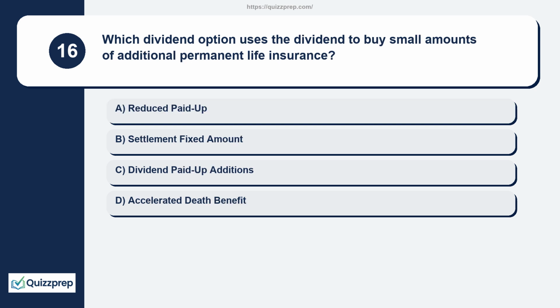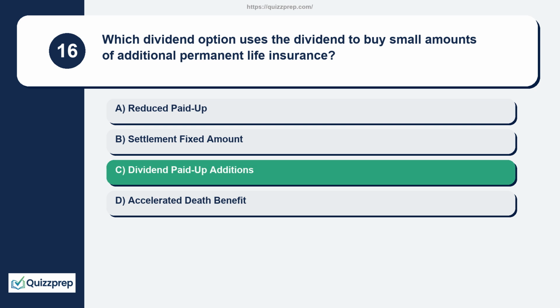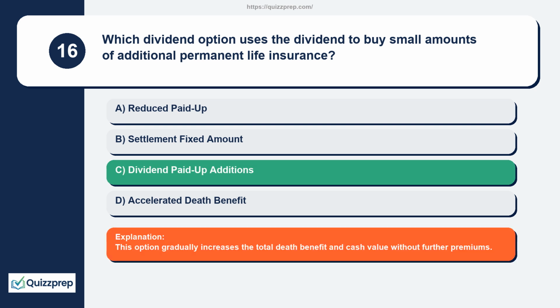Question 16. Which dividend option uses the dividend to buy small amounts of additional permanent life insurance? Reduced paid up, settlement fixed amount, dividend paid up additions, accelerated death benefit. This option gradually increases the total death benefit in cash value without further premiums.